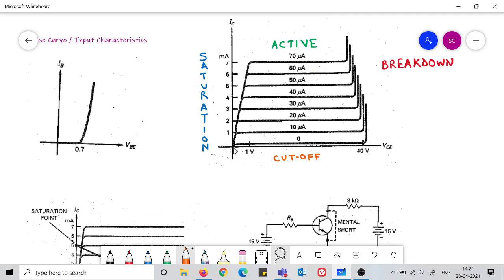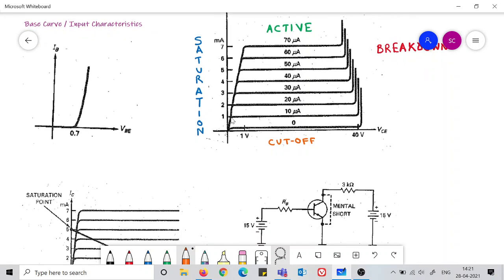This is an approximation we can do for some simplistic analysis, just to understand what would be the current when we are in saturation. To understand that, we apply this idea of mental shorting. So this idea is applied when we are trying to understand operation in the saturation region.